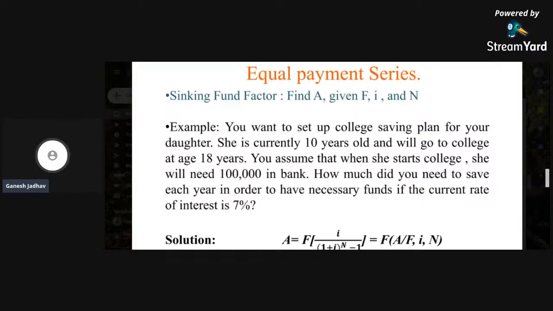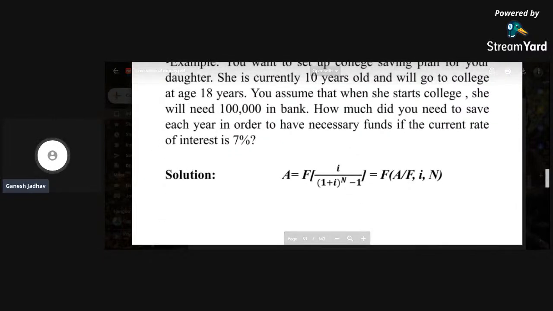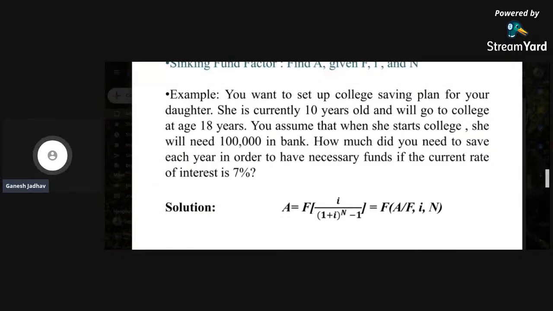Okay, so you have to find out the value of n. The value of P is equal to 1 lakh rupees, i is equal to 7%, and n is equal to 8. Get it now? So from these values, you can solve this particular example.